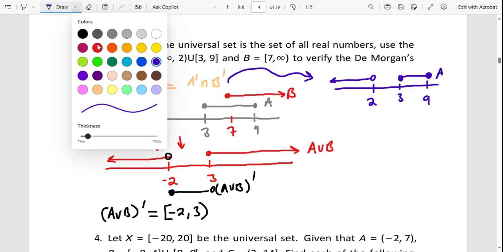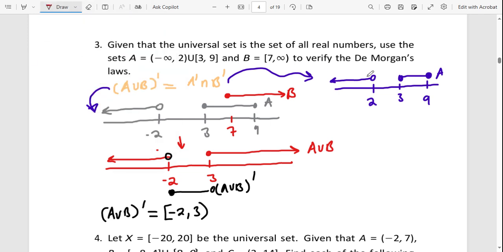It means the set A complement, since negative 2 wasn't shaded, we are going to shade. The 3 was shaded, so we'll not shade. We'll connect here. 9 was shaded, so we'll not shade. And then we'll take it this side. So what I've shown is A complement. And then we'll do also B complement.